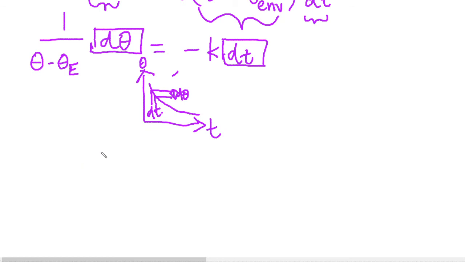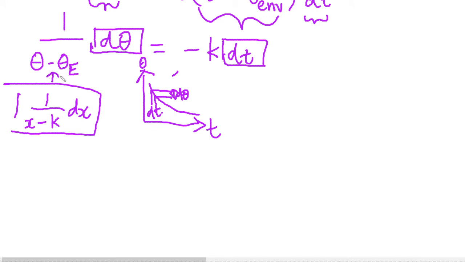What we can do now here is, because we've got some function in terms of theta, so this is like 1 over x minus k dx. Basically, this is what we've got here, just in terms of theta, because that's our quantity for temperature.